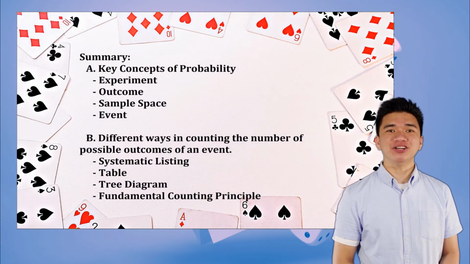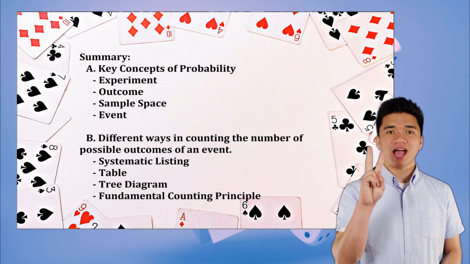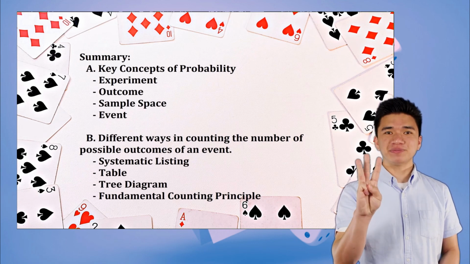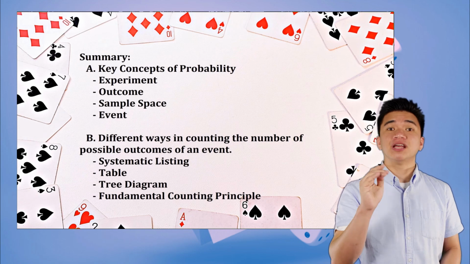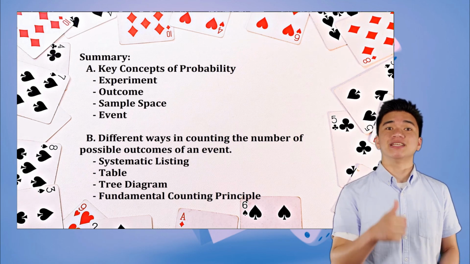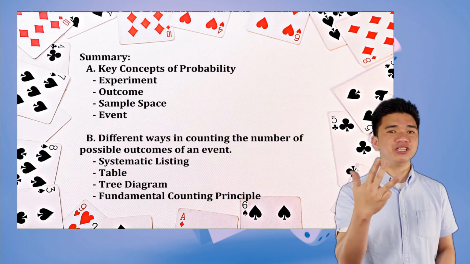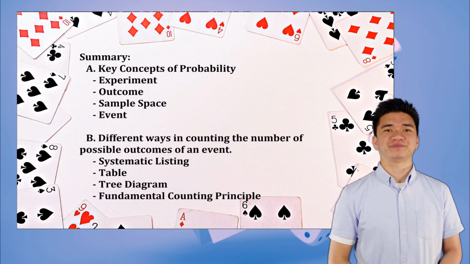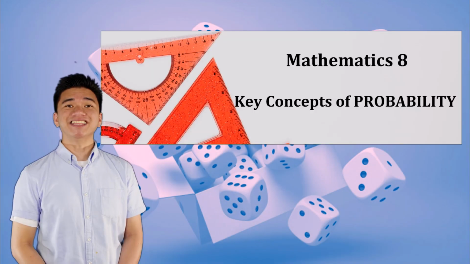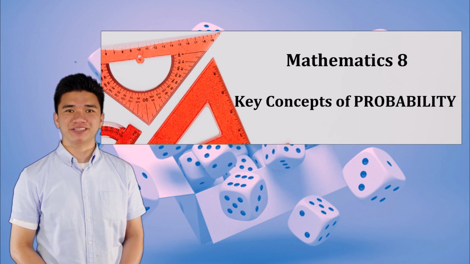To summarize the key concepts of probability, we have experiment, outcome, sample space, and event. The different ways of counting the number of possible outcomes of an event are systematic listing, table, tree diagram, and fundamental counting principle. That ends our discussion on the key concepts of probability and on the different ways of counting the number of possible outcomes in an event.